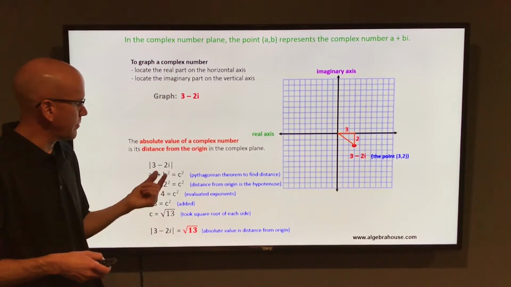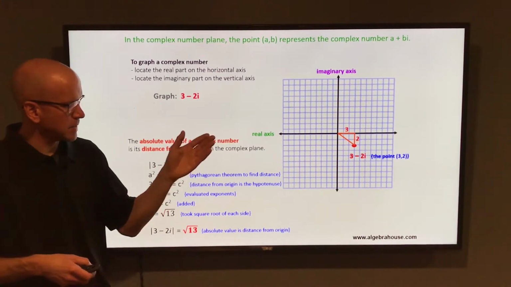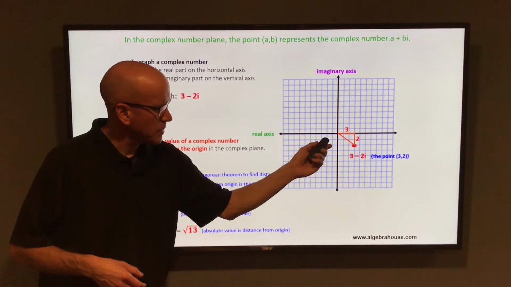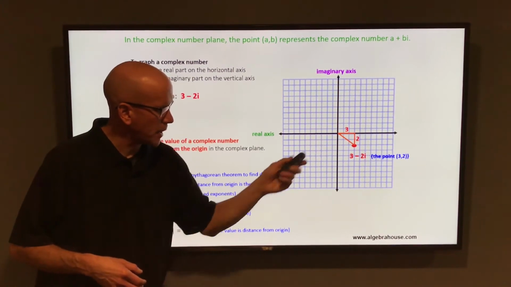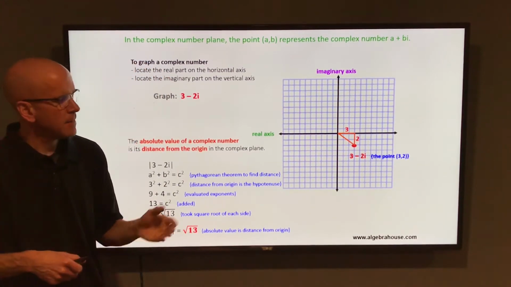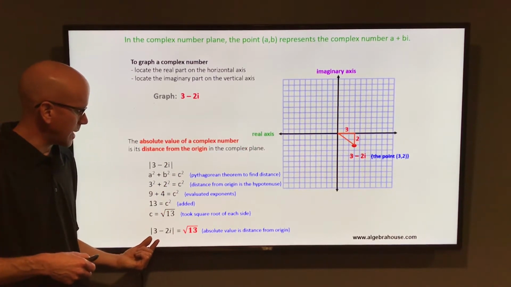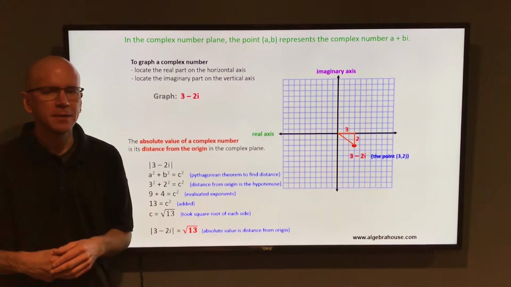And then the absolute value of that complex number is its distance from the origin. And to get the distance that point is from the origin, set up a right triangle. You're finding the hypotenuse with the Pythagorean Theorem. That gives you the distance from the origin, which is the square root of 13. So the absolute value of 3 minus 2i is the square root of 13.